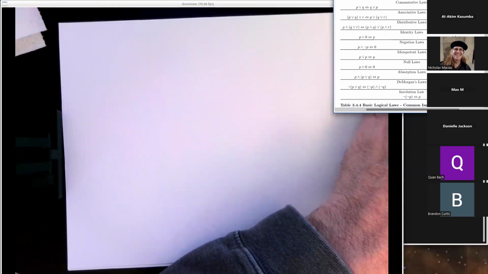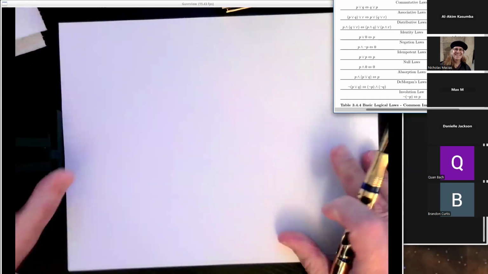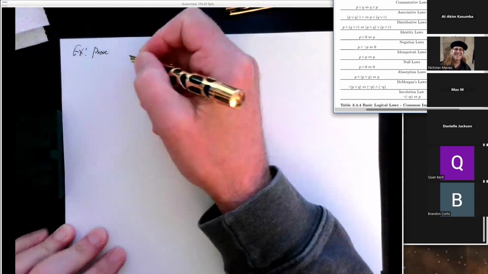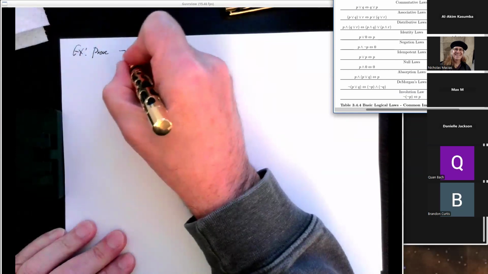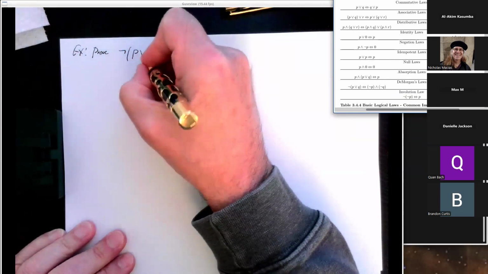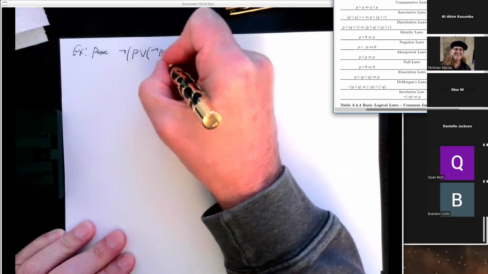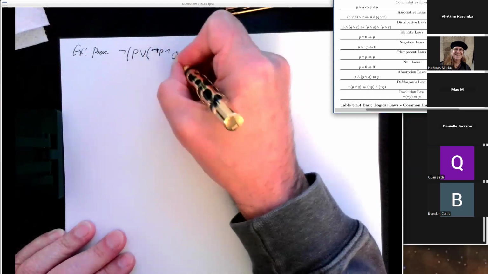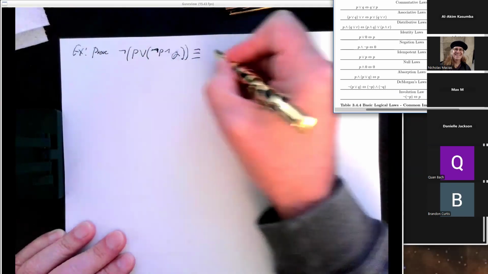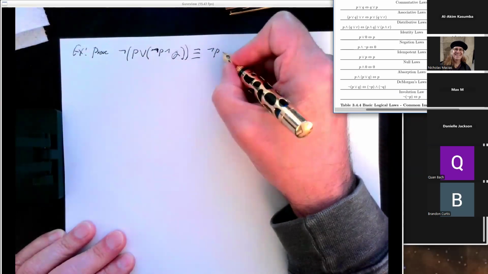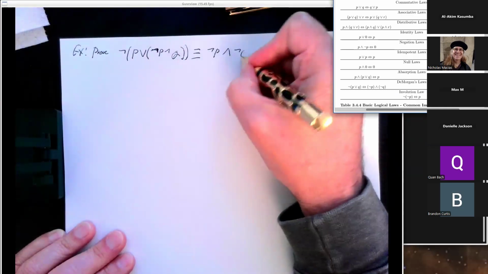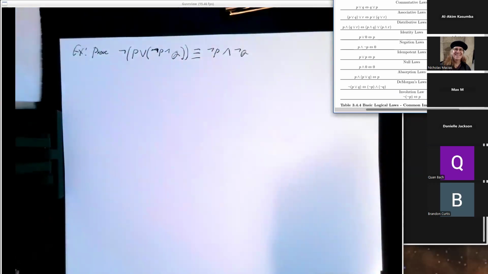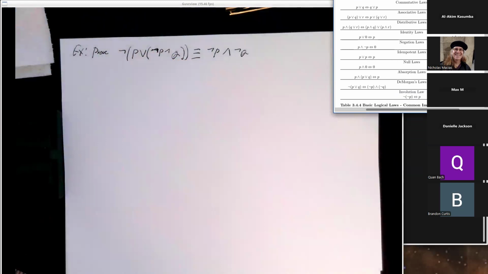Here we go. All right, so let's do an example. Let's prove the following. The negation of P or (not P and Q), where that's a not symbol, is logically equivalent to not P and not Q. All right, we'd like to prove that this is true.